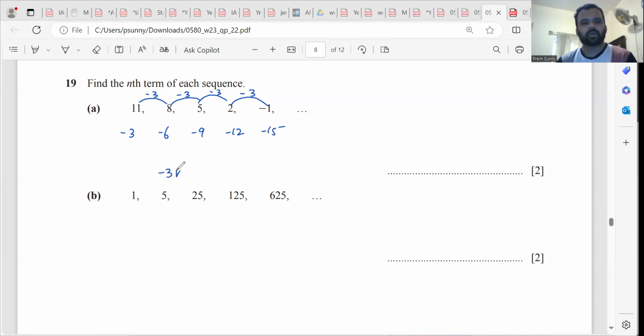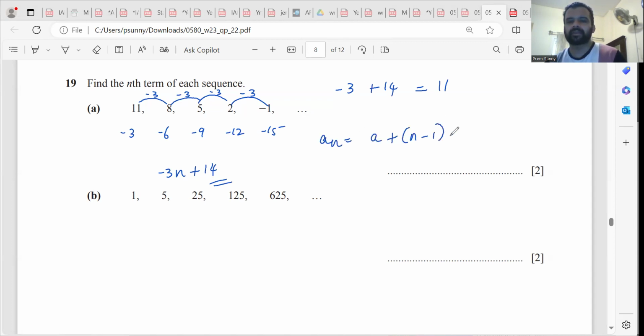Write down the common difference, along with that you write n. So the first term here is minus 3. From minus 3 to get 11, what should I do? I need to add 14 to it. So minus 3n plus 14 will be my final answer. If you want, you can just simply use the formula for the nth term: a_n equals a plus n minus 1 into d. A, the first term, is 11, plus n minus 1 into d. D is the common difference, that is minus 3.